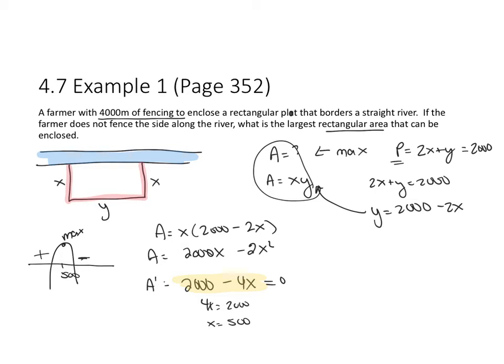So now let's go back and make sure that I have read and answered the problem. If a farmer does not fence along the side of the river, what is the largest rectangular area that can be enclosed? So it didn't ask me for one side, which is what I found, 100. It wants the largest area. So first let's find y. And I get y is 400 minus 2 times 100, or my y is going to be 200. So the largest area that can be enclosed is 100 times 200.